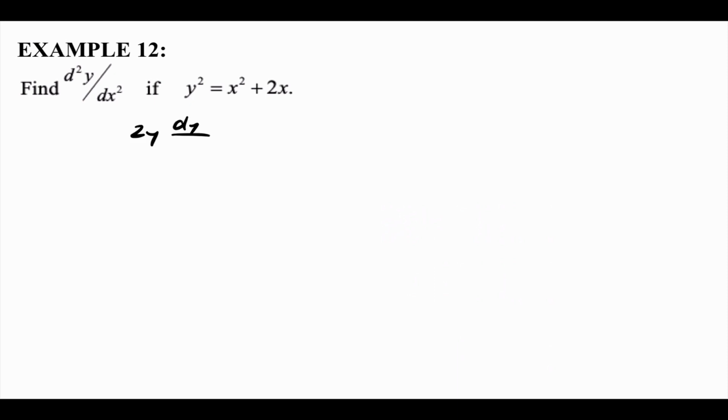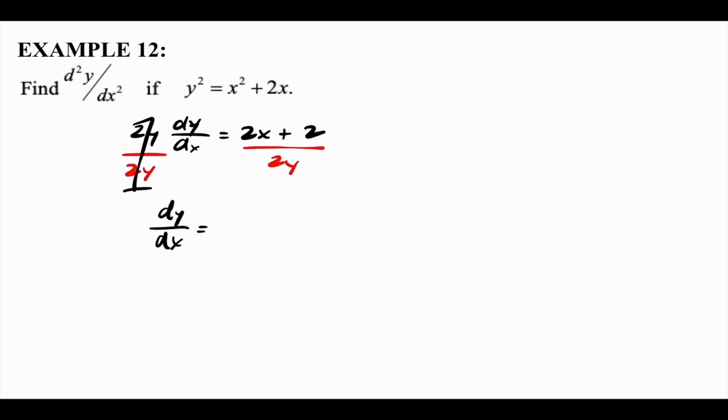2y dy dx equals 2x plus 2. Solve for dy dx. This one's not too bad. You just divide by 2y. So you get dy over dx equals, I can divide them all by 2, so you get x plus 1 over y. You can divide all of these by 2. Let's simplify it. That's the first derivative.